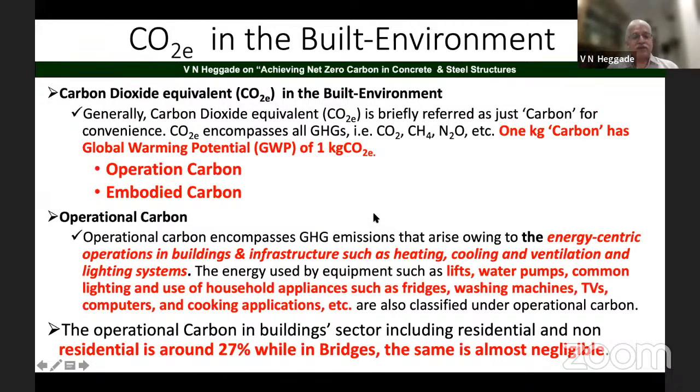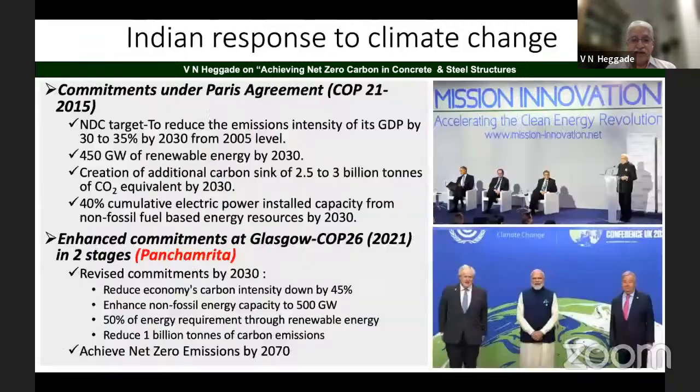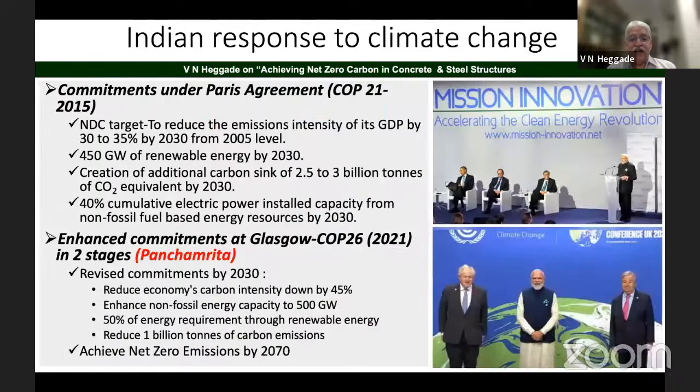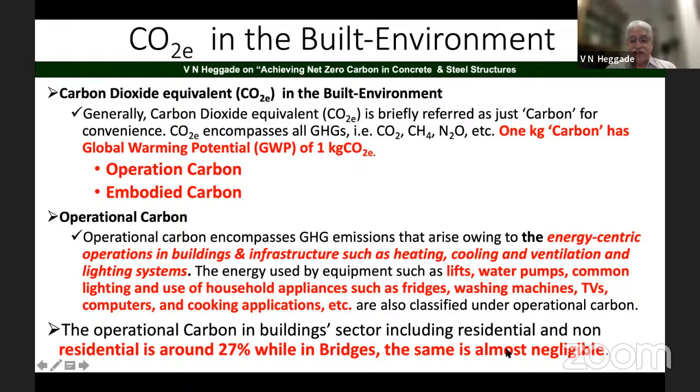Now, I use the two terms: one is the operation carbon as well as the embodied carbon. Operation carbon is nothing but energy-centric operations in the building, like the running of the lifts, water pumps, the common lighting and use of household appliances such as fridges, washing machines, etc. That is called operation carbon. And if you really look at it, as I explained to you here, 64% of the carbon emission comes due to the consumption of energy in the building sector, whereas in the infrastructure like bridges, operation carbon is very less.